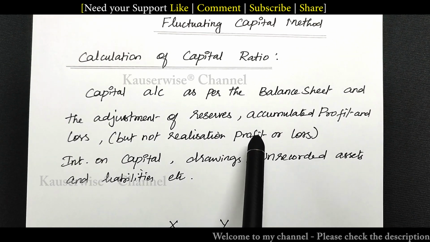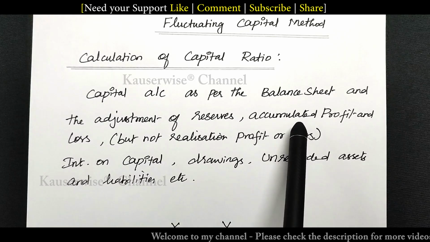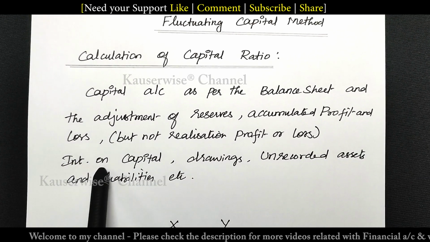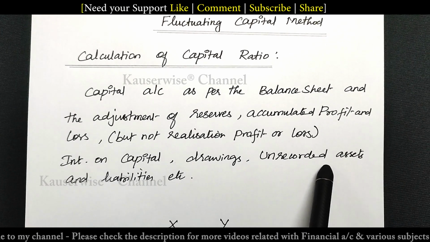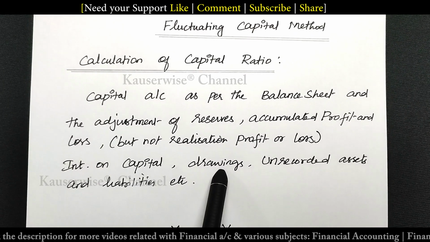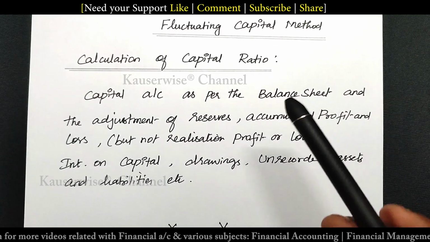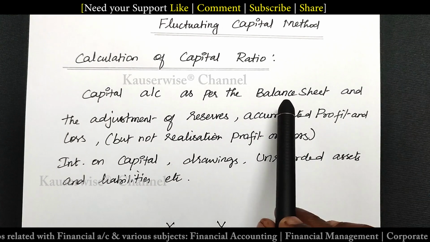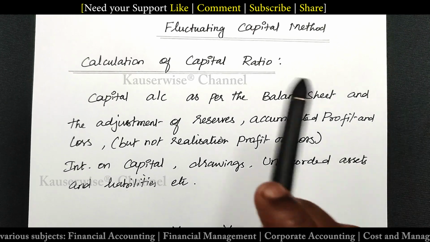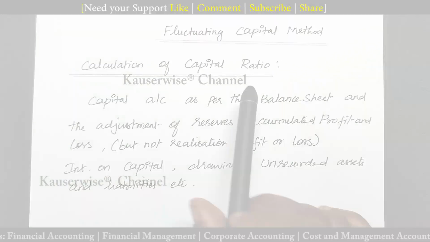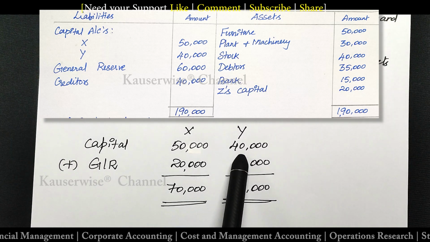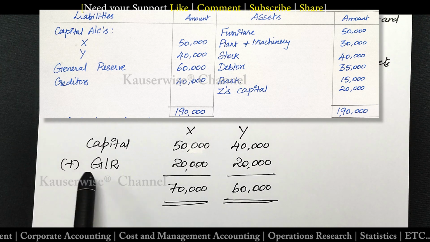Except this, we need to adjust any reserves, any accumulated profits and losses, any interest on capital, drawings, unrecorded assets and liabilities. These are the items we need to adjust with their capital accounts, either plus or minus accordingly. After adjusting all these things, you will get one balancing figure, that is the adjusted capital. As per the balance sheet, their capital balance is 50,000 for X and 40,000 for Y. And we have transferred the general reserve.